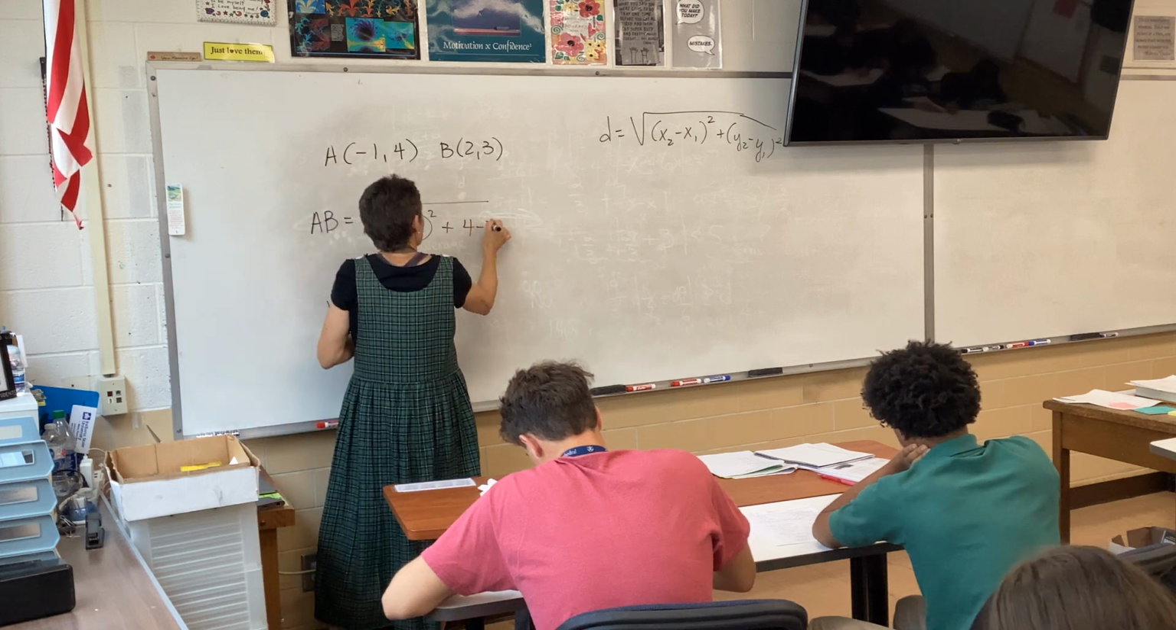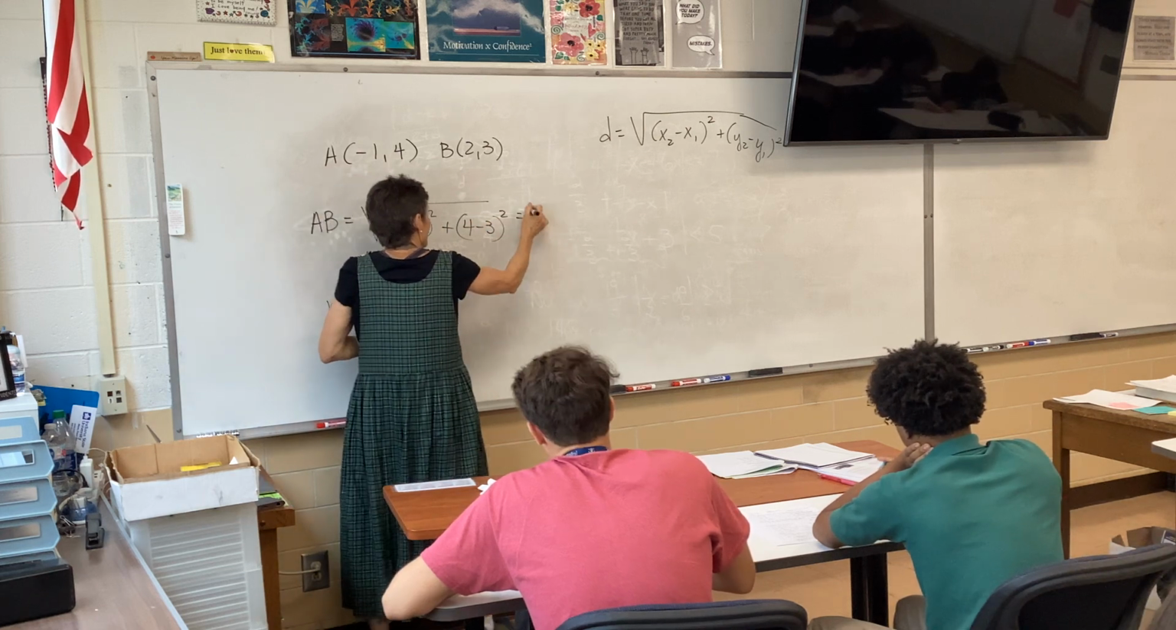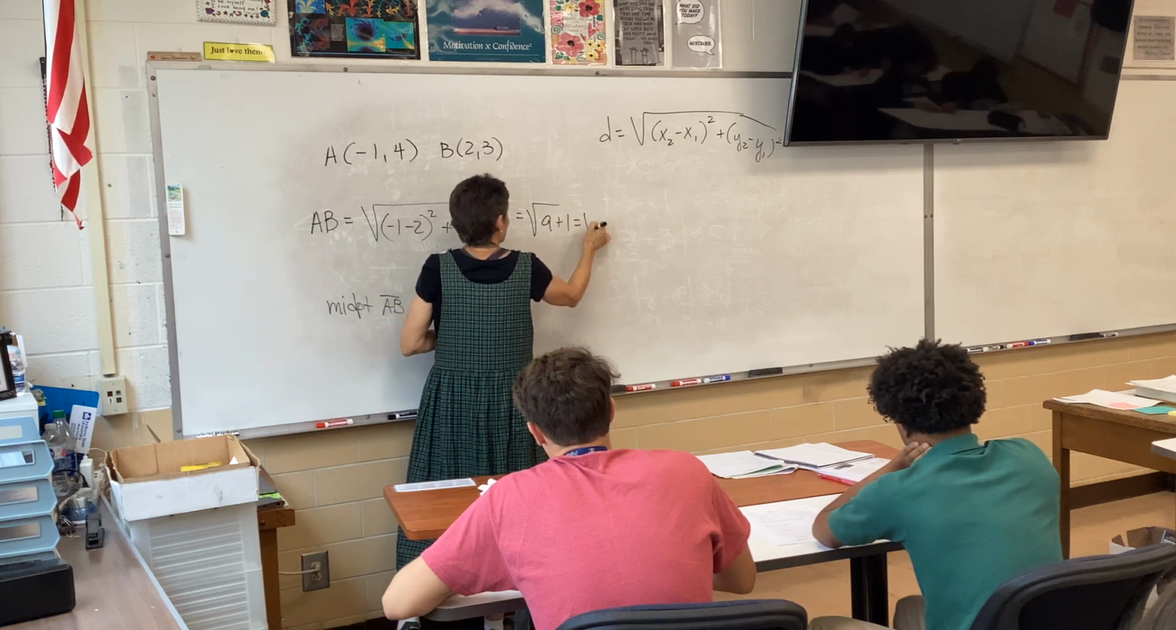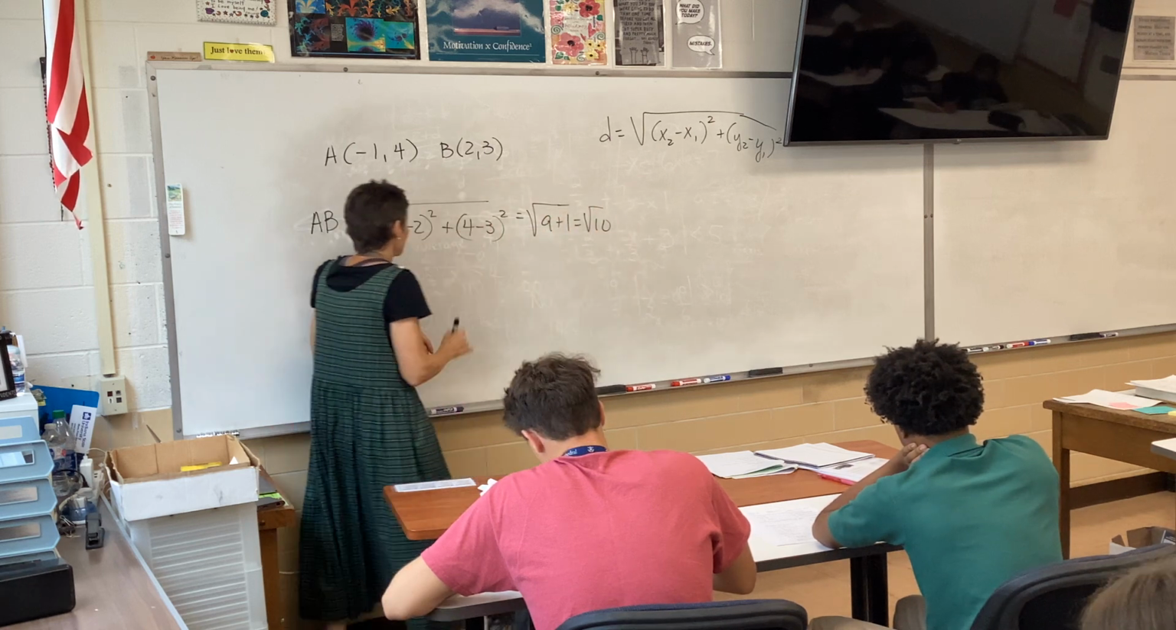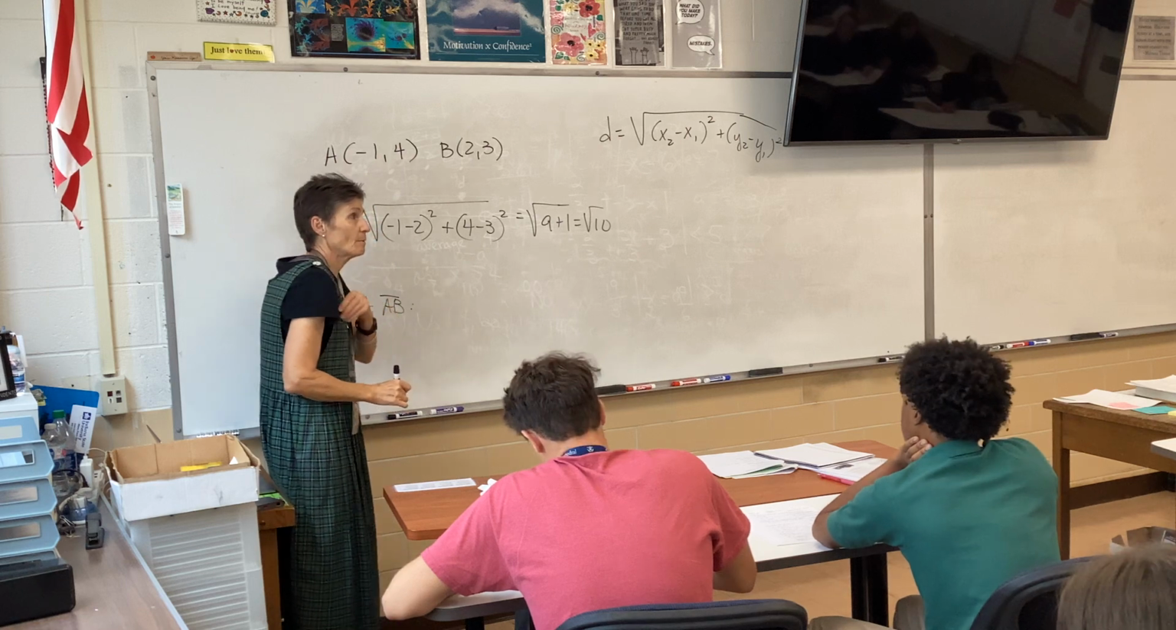Plus 4 minus 3. So I got 10, square root of 10. What about you? Does that look about right? Keep an eye on my arithmetic.